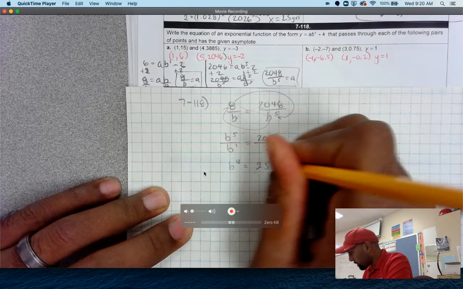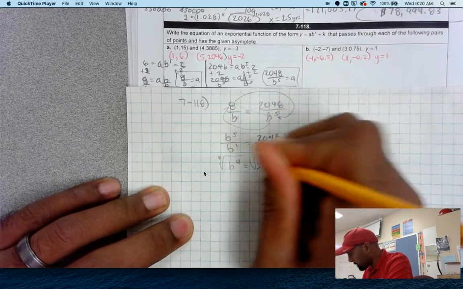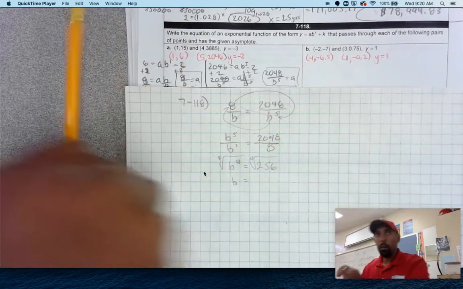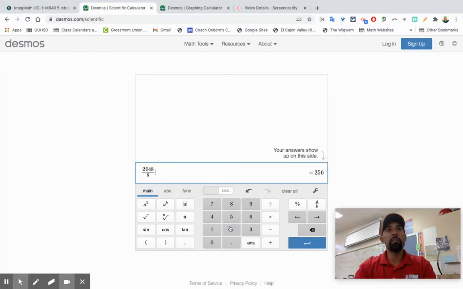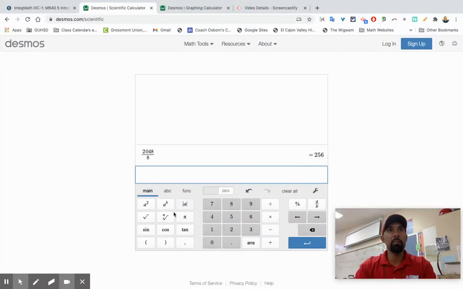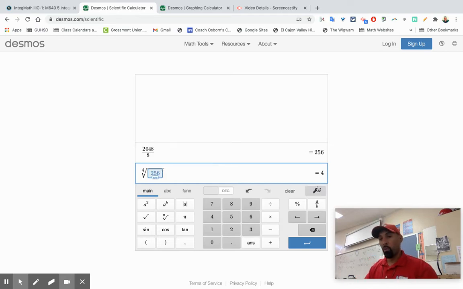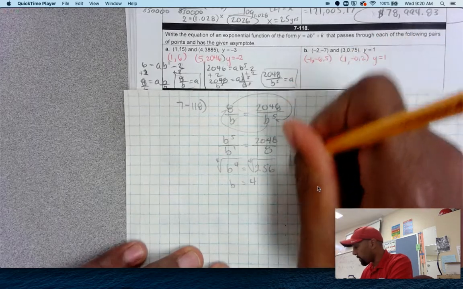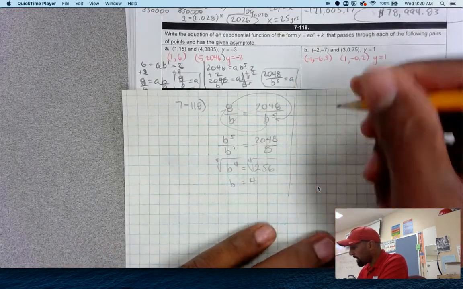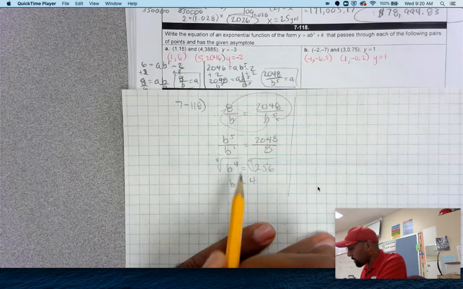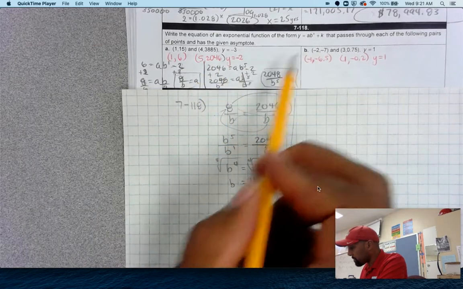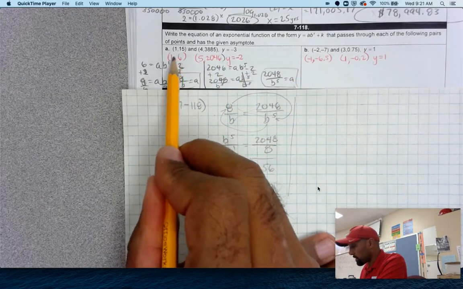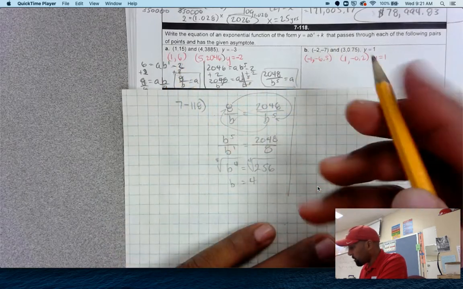And now we're going to take the 4th root of both sides to find our b. And basically what I'm going to do on the next line is the 4th root of 256. Oops, wrong spot. I got to put the answer in there, so it equals 4. So b equals 4. All right. So now I got to find the a. To find the a, I'm basically going to take the b and plug it into the equation. And I'm going to take one of these points. I'll take the smaller numbers and plug those in also.